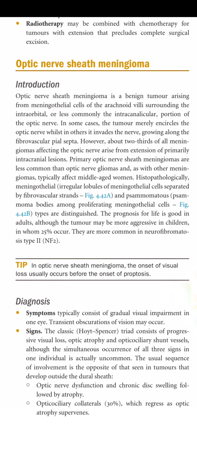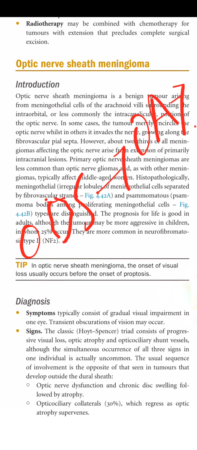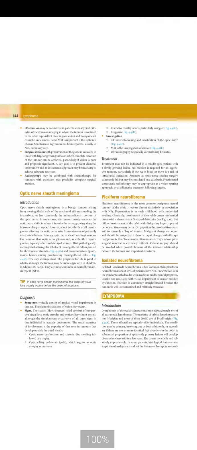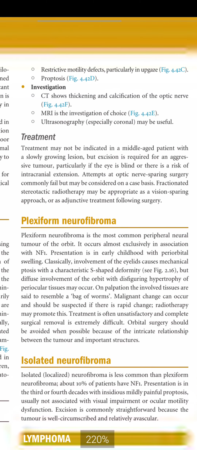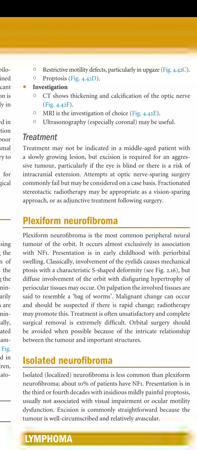Optic nerve dysfunction and chronic disc swelling followed by atrophy and optociliary collaterals. So it's like this: there will be the optic disc swelling and there will be the visual loss due to the swelling, then the optic atrophy will set in after that, and there can be the optociliary collaterals as well. Restrictive motility defect, particularly in upgaze. Proptosis is one of the common signs.